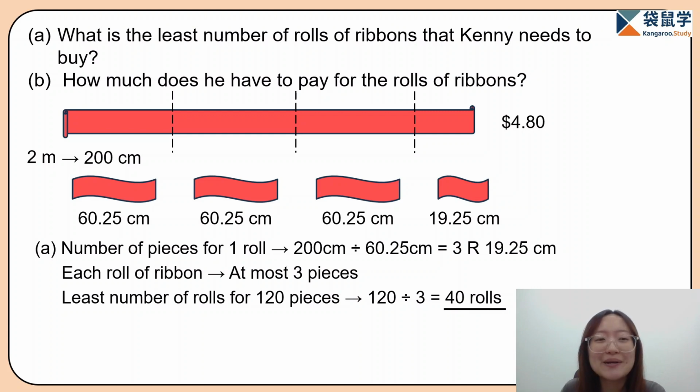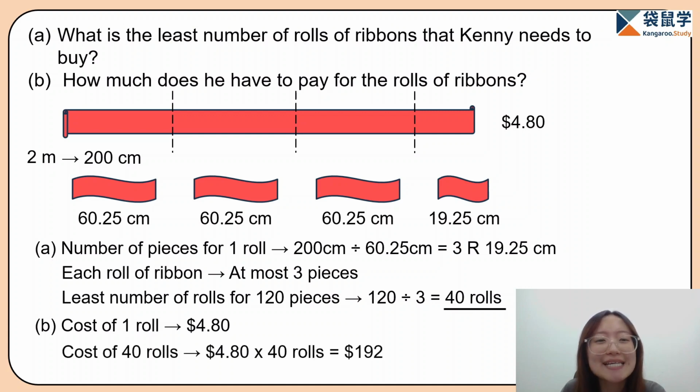Now for part B. How much does he have to pay for the rolls of ribbons? Since one roll is $4.80 and Kenny needs 40 rolls, the cost of 40 rolls will be 4.80 times 40. And that gives us our answer of $192. And now we are done.